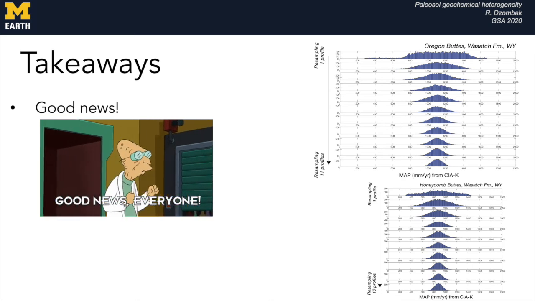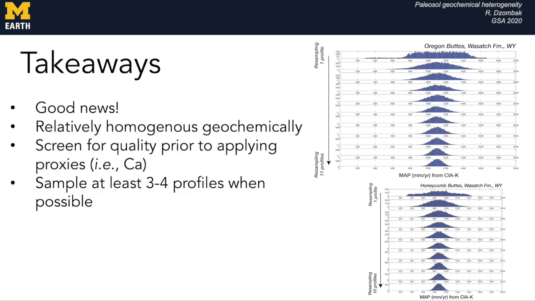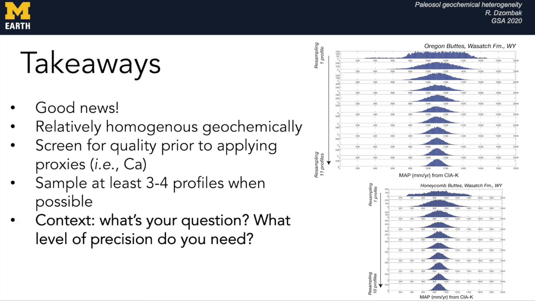And then in terms of our resampling efforts, we can recommend that you should screen your samples before you apply a proxy, which isn't news. You should try to sample multiple profiles when you can, which also isn't really news. The real implication here is just thinking about what is your question that you're trying to answer with these proxies. What level of precision do you need? Because that will ultimately inform how many profiles you should be sampling to constrain the uncertainty to a level that's appropriate for your questions.